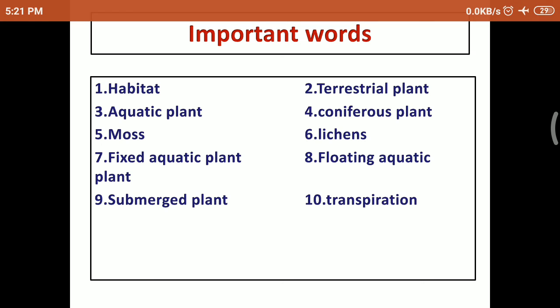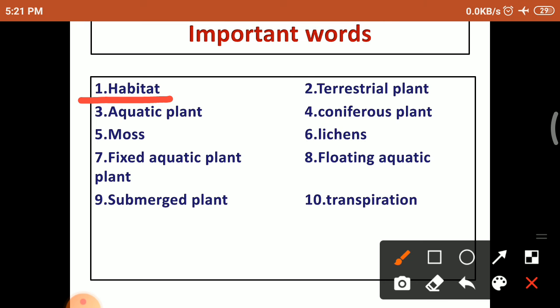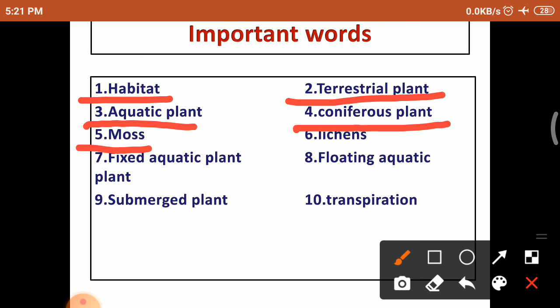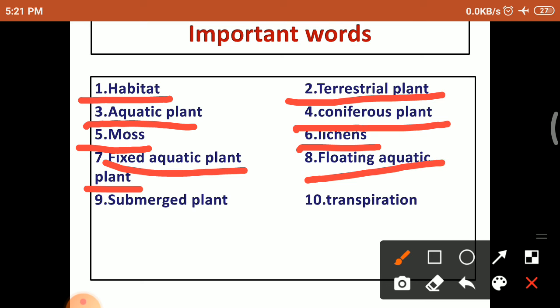The first word is habitat. The second word is terrestrial plant. The third word is aquatic plant. The fourth word is coniferous plant. The fifth one, moss. The sixth one, lichens. The seventh one, fixed aquatic plant. The eighth one, floating aquatic plant. Here the word plant is missed. You can write it: floating aquatic plant.